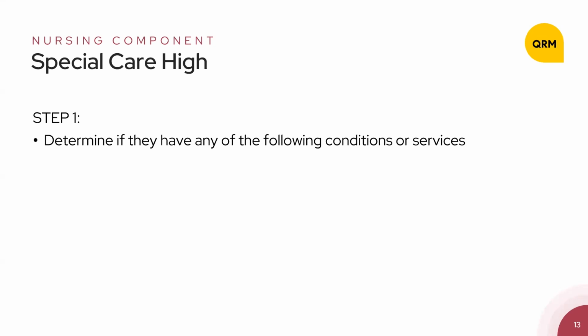So we've got our special care high next. This is the next category. And we're going to look at several different conditions or services that qualify a resident into this category. So that's the first thing you're going to look at. And I've divided them up as to where you can find them coded on the MDS, just to kind of make it a little bit easier.